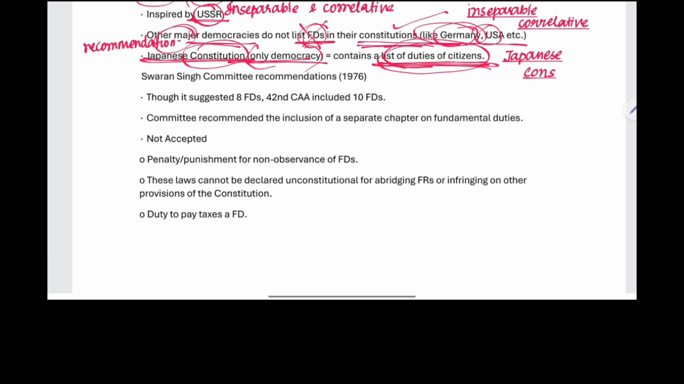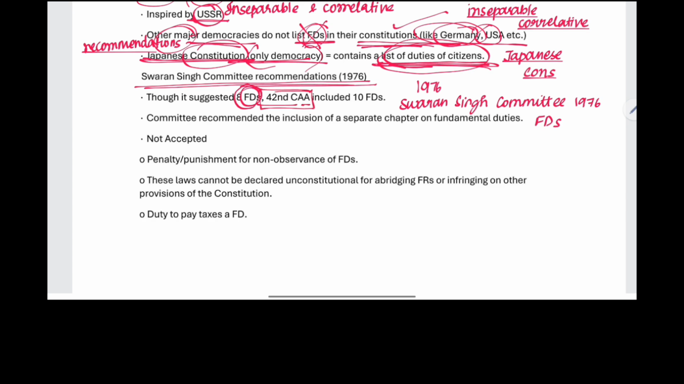Now, under whose recommendations were the fundamental duties incorporated into the constitution? The Swaran Singh Committee recommendations of 1976. Though it suggested 8 fundamental duties, the 42nd Constitutional Amendment Act included 10 fundamental duties.